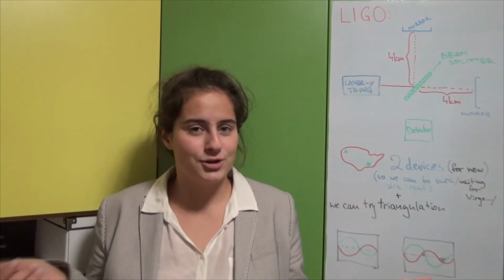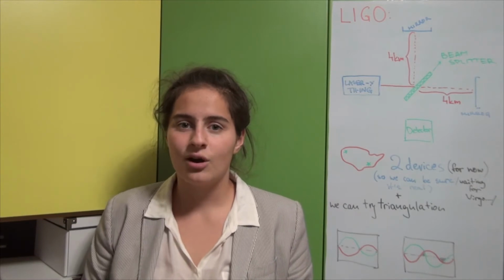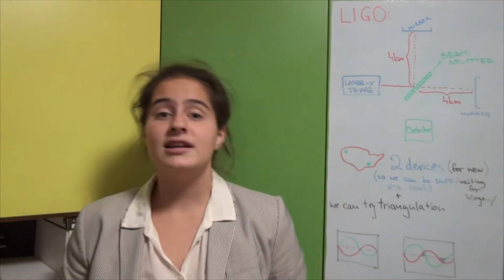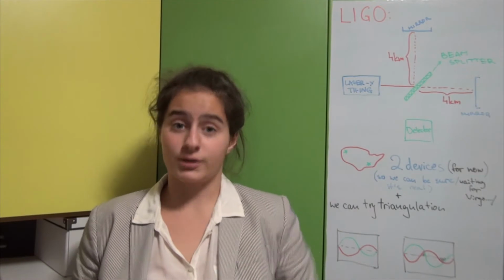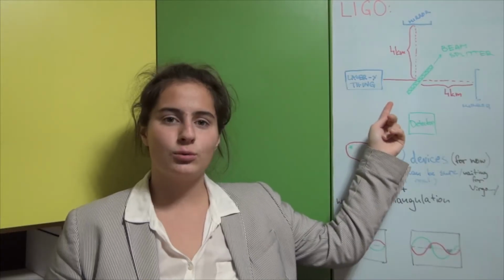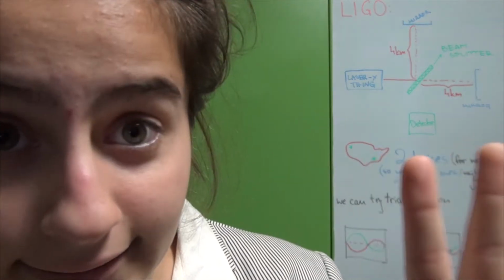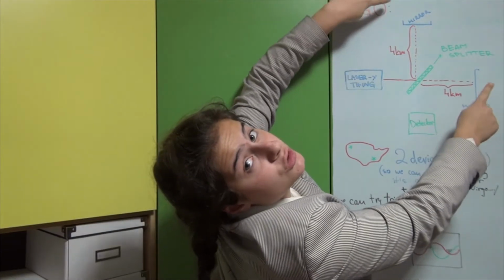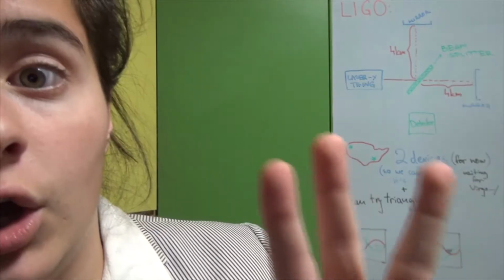Okay, but how are we sure that gravitational waves exist? Easy. The Laser Interferometer Gravitational-Wave Observatory, LIGO. The basics of its structure. First, the laser shines toward the beam splitter. Second, the light is divided toward the two mirrors and comes back.